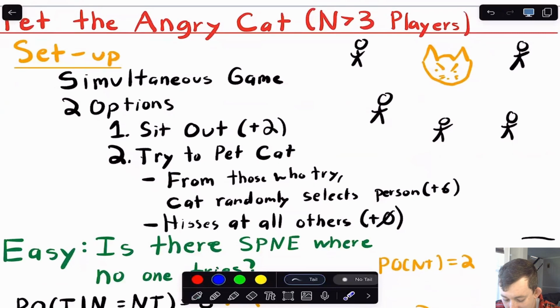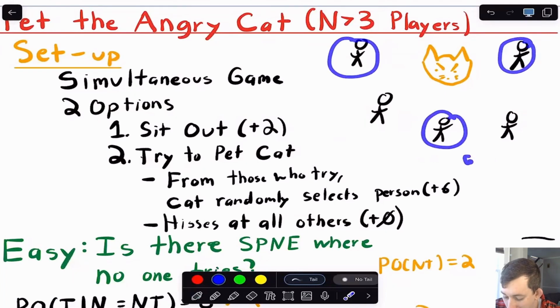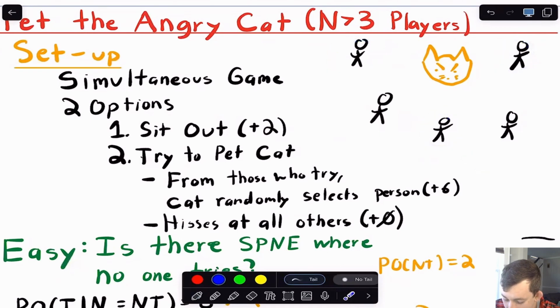And then if you try to pet the cat, basically we figure out who has decided to try and pet the cat. So maybe if this person, and this person, and this person all decide to pet the cat, then what we're going to do is select one of these 3 random people. They're going to get to pet the cat. They get +6 because they enjoy petting cats. And because this cat is going to hiss at all the other people who try to pet it, they're going to get 0. The cat's not actually going to attack them, it's just going to hiss at them, and they're sort of sad that they don't get to pet the cat.